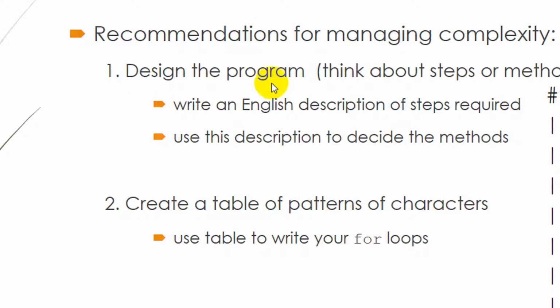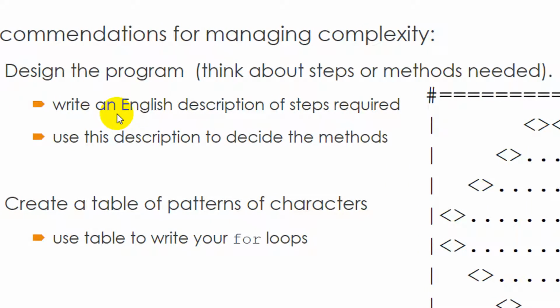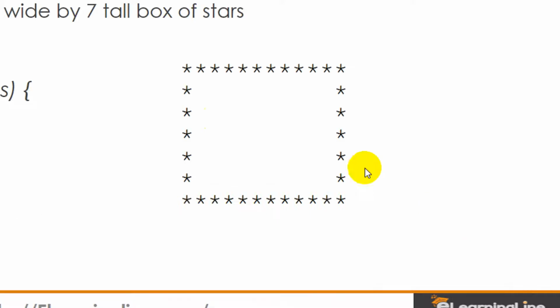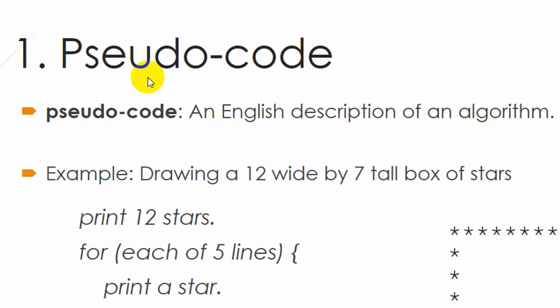So you will design the program and think about the steps and the methods. Write an English description of the steps, use the description to decide the methods, and create a table with a pattern of characters. So it will look something like this. Pseudocode. A pseudocode is nothing but an English description of an algorithm, right? That is what pseudocode is. So before you start writing any program, your job is to write the pseudocode for that program. Now let me show you examples of pseudocode.